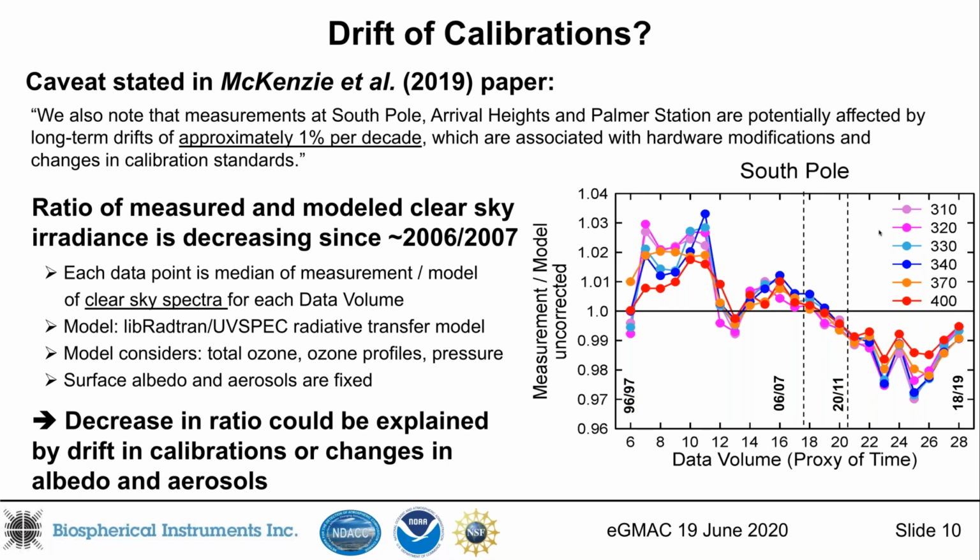And I show wavelengths between 310 and 400 nanometers here. The model considers total ozone, but it does not consider surface albedo and aerosol, which are fixed. So a downward slope could mean that either the albedo has changed, the albedo went smaller at the South Pole, or that there's a problem with the calibrations. Well, I didn't find any evidence that the albedo has changed, so that points towards calibration.